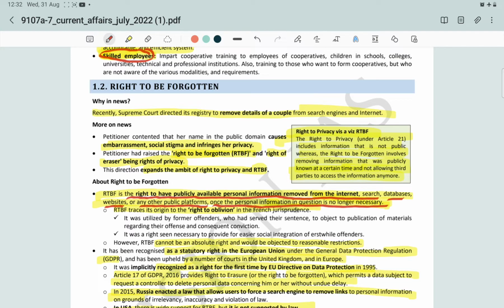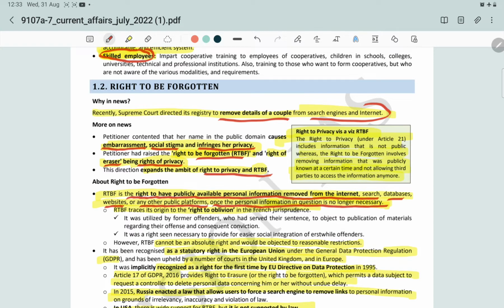And why is this in the news? Because the Supreme Court directed its registry to remove details of a couple from search engines and the internet. The petitioner contended that her name in the public domain causes embarrassment, social stigma and infringes her privacy. She had raised that the right to be forgotten and right to be erased are rights of privacy, and this direction of the Supreme Court expands the ambit of the right to privacy and right to be forgotten.